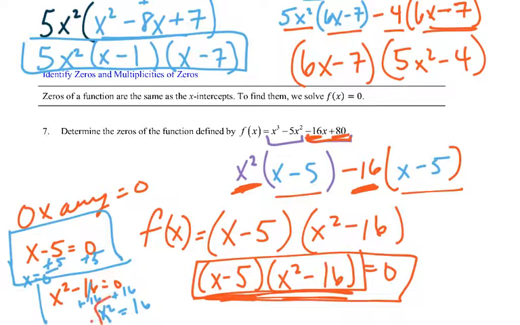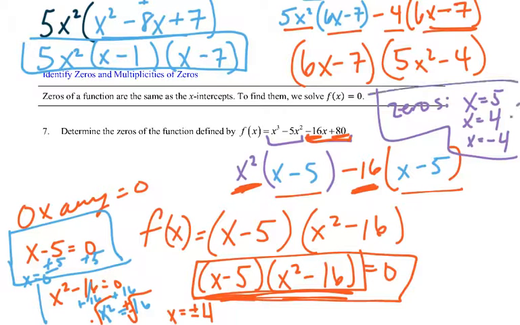We take the square root of both sides, but when I do that, I need to make sure I account for both the positive and the negative result on the right-hand side. So we end up getting that x equals positive or negative 4, because the square root of 16 is 4. So the zeros for this function are x equals 5, x equals 4, and x equals negative 4. Those are the zeros for this function. That's where this function will hit the x-axis.